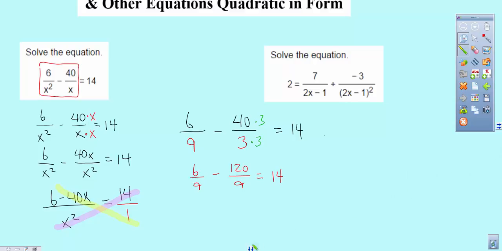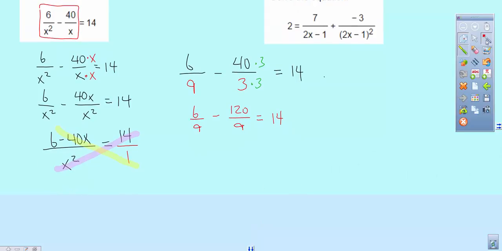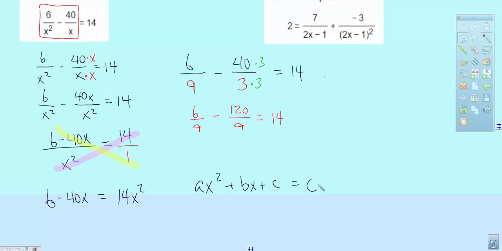And what we're trying to do here is we're trying to rationalize this. We're trying to get things out of the denominator. So when we cross multiply, it doesn't matter which one goes first, we get 6 minus 40x, because anything times 1 is what you started with, equals 14x squared. Okay, hopefully once again your brain is saying, ooh, quadratic equation, which means that we are forced to put this thing into this format.